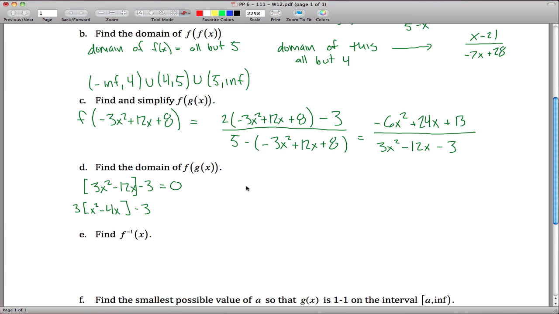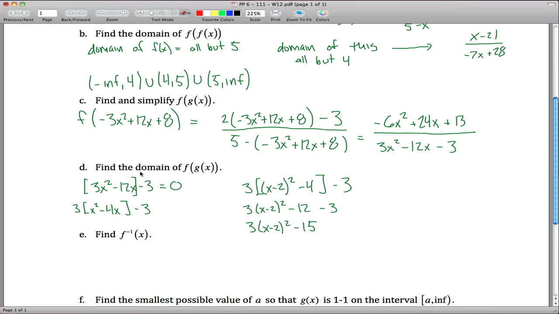Okay, and that is equal to 3 times x minus 2 squared minus 4, minus 3. This 2 came from half of this number, this 4 came from this number squared. Multiply the 3 back in, and you get 3 times x minus 2 squared minus 12 minus 3, or 3 times x minus 2 squared minus 15. So all that, find the domain of f of g of x.